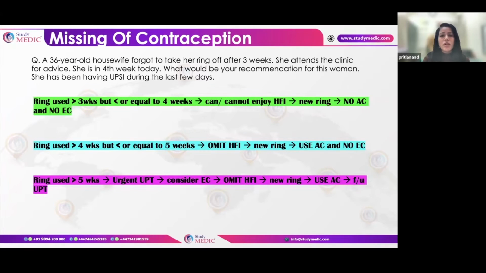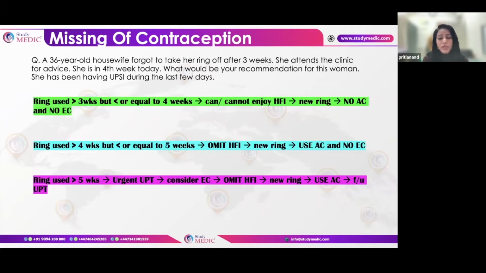Now, if the patient forgets to remove the ring. You know that the ring is taken for 3 weeks, then a 1 week gap for the hormone-free interval is given. So if the patient says that she is coming after 3 weeks, in the 4th week, and says that she forgot to remove the ring, you can say to the patient, okay, no problem, enjoy the rest of the hormone-free interval. Or you can put a new ring immediately; no additional contraception and no emergency contraception is required.